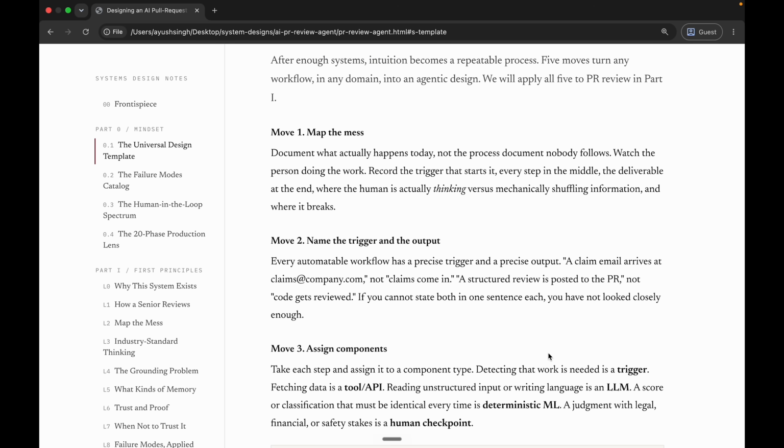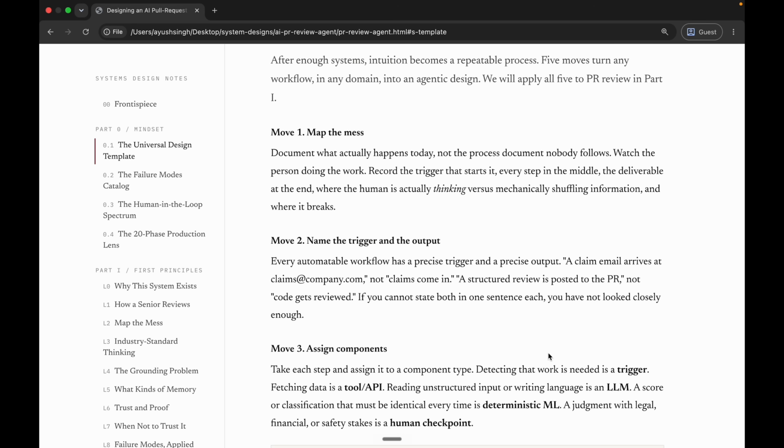You need to look at every possible step which a human is doing, even unconsciously. And then you pick that up and say, okay, fair enough. Now I'm going to figure out which part is mechanical, where the human is exercising judgment, and where we can put LLMs, where we can put deterministic ML, where we can put anything.